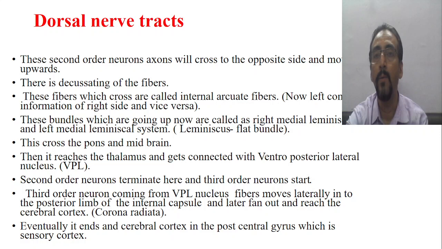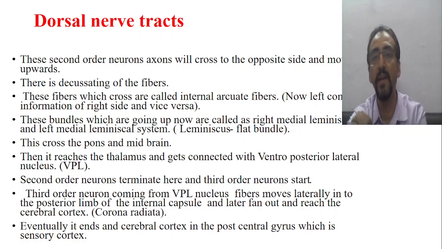Now from the nucleus in the medulla oblongata, the fibers go further upward, and in the medulla oblongata they cross to the opposite side. The right side fibers cross to the left side, and the left side fibers cross to the right side. When they are crossing, these fibers are called internal arcuate fibers. Since they cross this way, it is also called decussation. After crossing, they move further upwards.